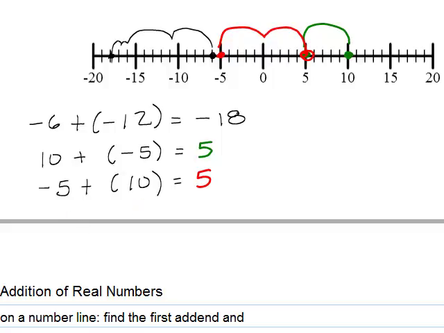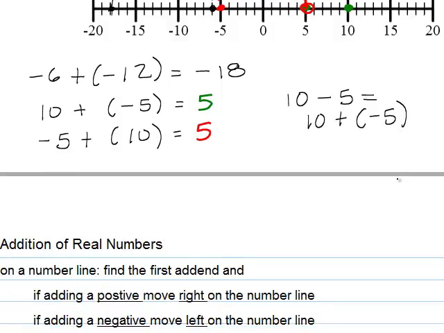We'll also see that we can change any subtraction problem into addition of the opposite. So for instance, what if I had the problem 10 minus 5? Well, that we will find out is the same as 10 plus the opposite of 5, which is -5. Those two things are the same thing. We can change any subtraction problem into the addition of the opposite. And we'll see that in a little bit when we do more with subtraction.